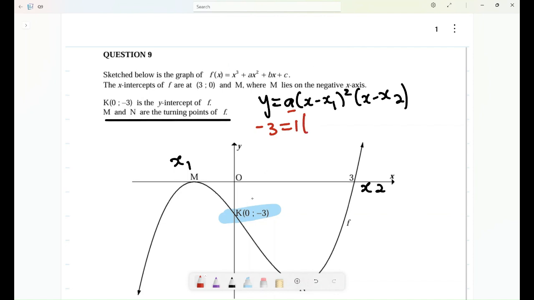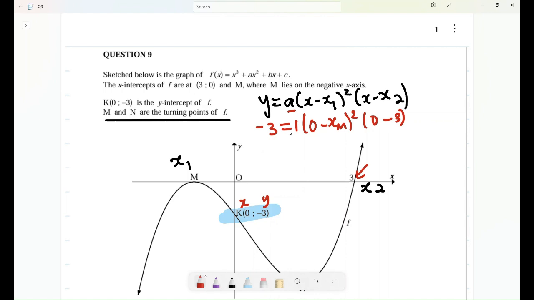X, what is x? X is 0. This is your y, this is your x that you're going to substitute. 0 minus, do we know the x coordinate here? No. Just leave it as xm, squared. What is x? X is 0. Minus what is x2? X2 is positive 3. All right. Then I solve 0 minus 3, it is negative 3.